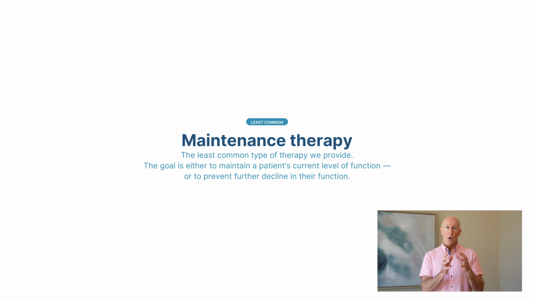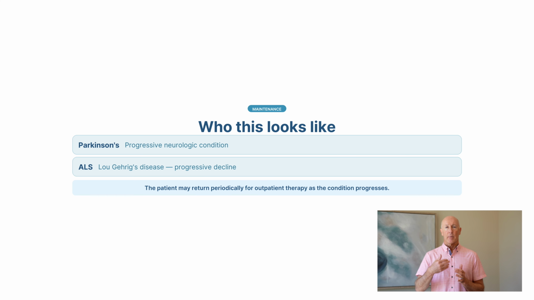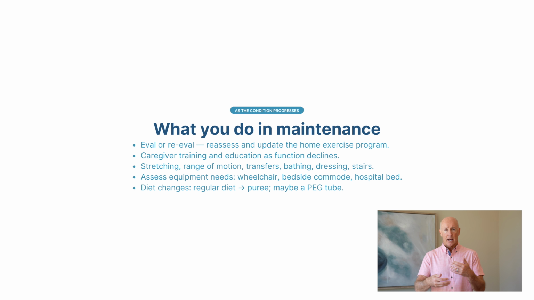The third type of therapy, which is the least common that we do, is called maintenance therapy. And the goal of maintenance therapy is either to maintain a patient's current level of function or prevent further decline in their function. So an example could be a patient with Parkinson's, or maybe Lou Gehrig's disease, ALS. As the ALS continues to progress, might the patient come back periodically for outpatient therapy services, for you to do an eval or re-eval, reassess the patient.